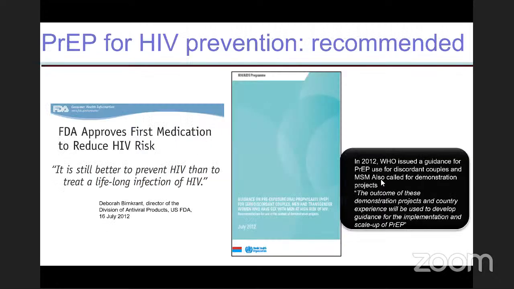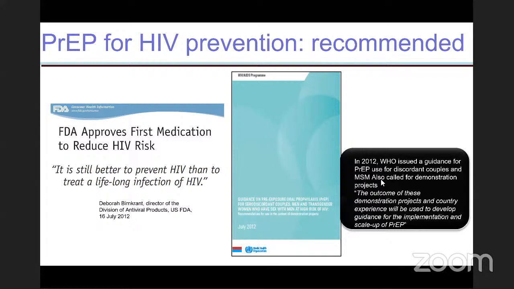After those trials that ended in 2011, there were major recommendations, starting with the FDA, the Food and Drug Authority, which approved the tenofovir-based drugs as an HIV prevention tool. This was the first time. All these years, we had all these other tools I've mentioned, but there was never a time that an ARV drug had been approved for HIV prevention.